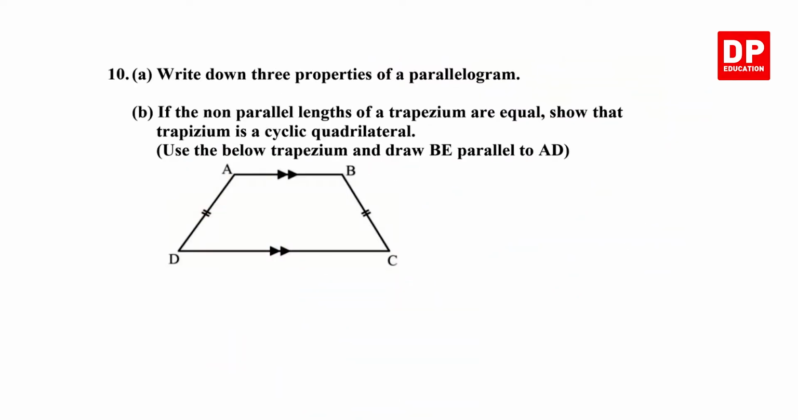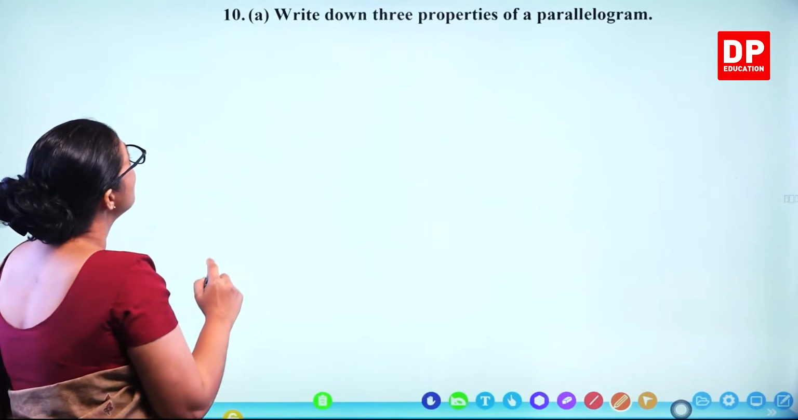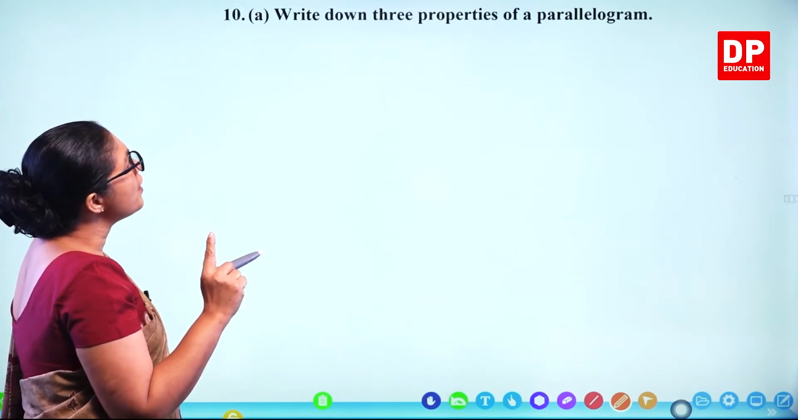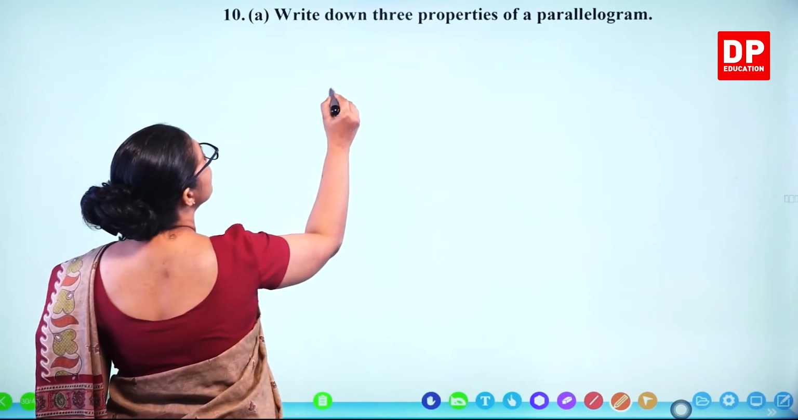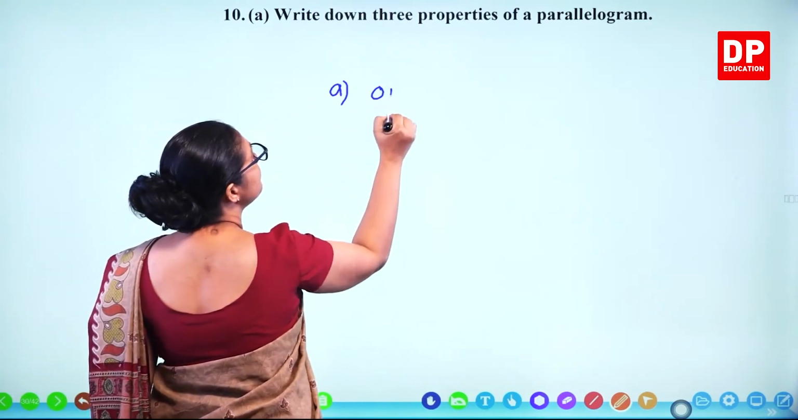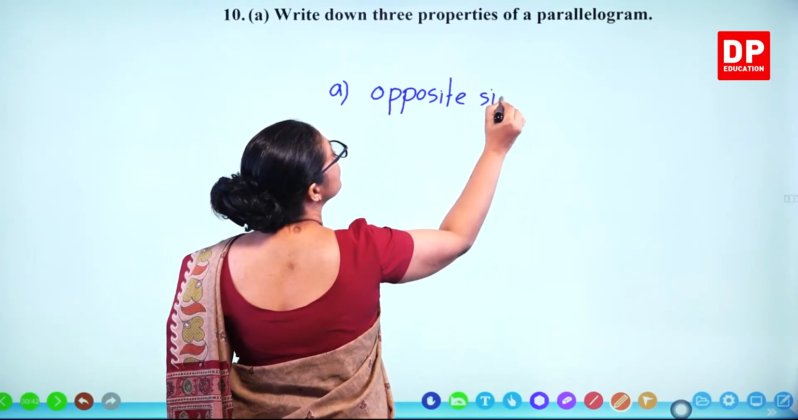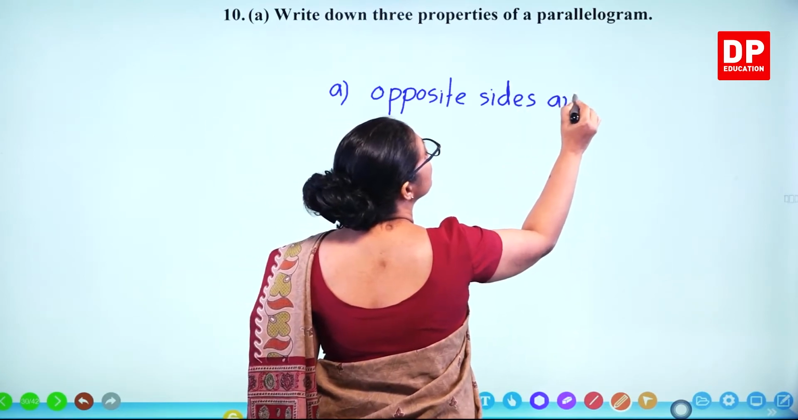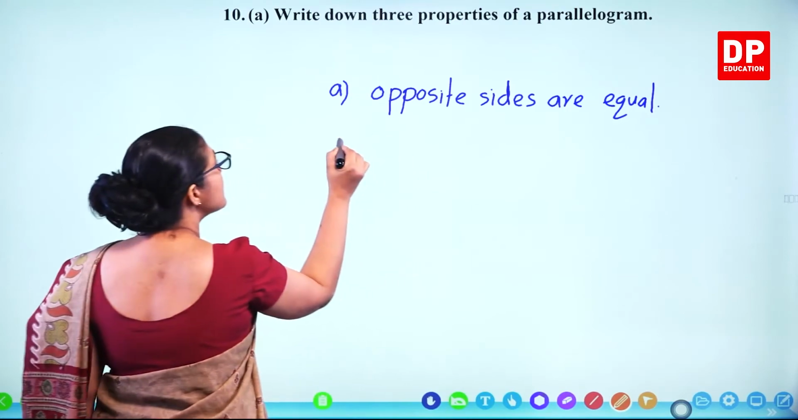Question number 10. So that's a trapezium. So let's see the first part. Write down 3 properties of a parallelogram. What are the 3 properties? Opposite sides are equal. And you can say opposite sides are parallel.